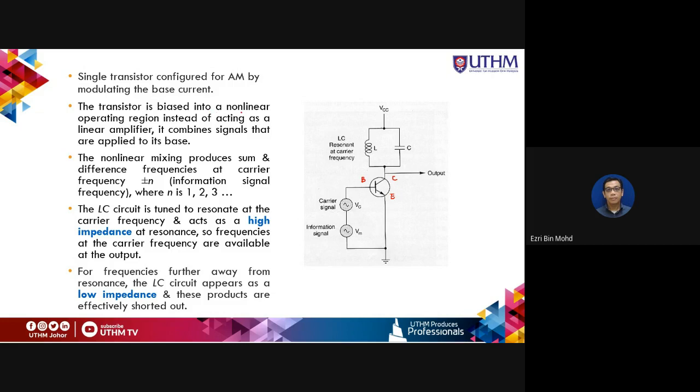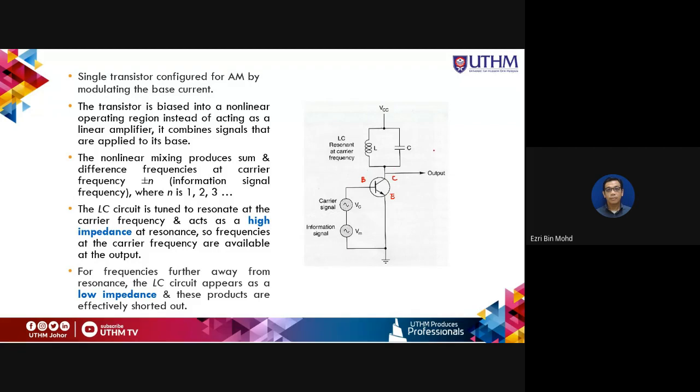The transistor is biased into a non-linear operating region instead of acting as a linear amplifier. It combines the signals applied to its base. So VC, the carrier signal, and VM, the modulating signal, are applied to the base of the transistor. The non-linear mixing procedure produces some different frequencies at the carrier frequency. Itu ada akan produce some different frequency lah.